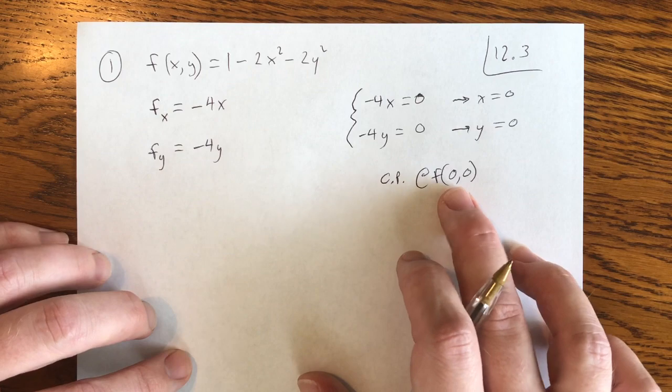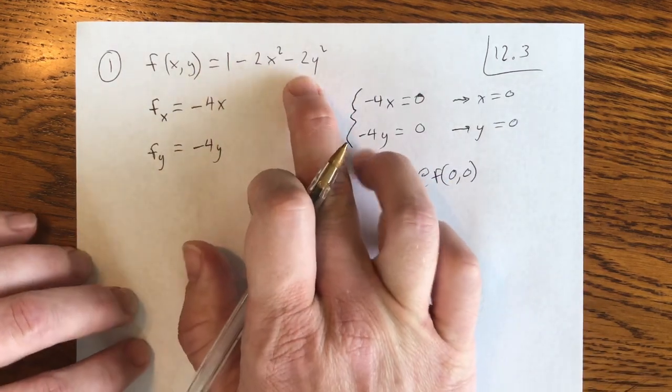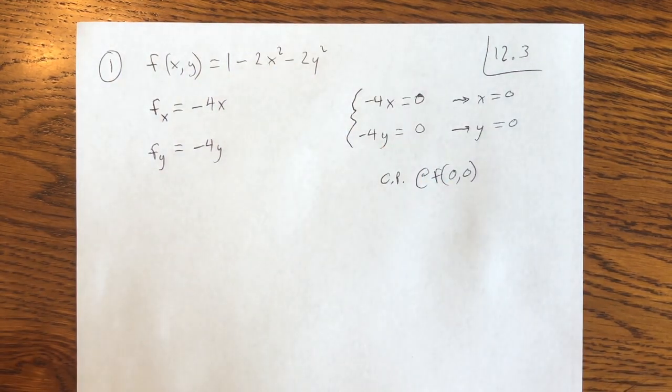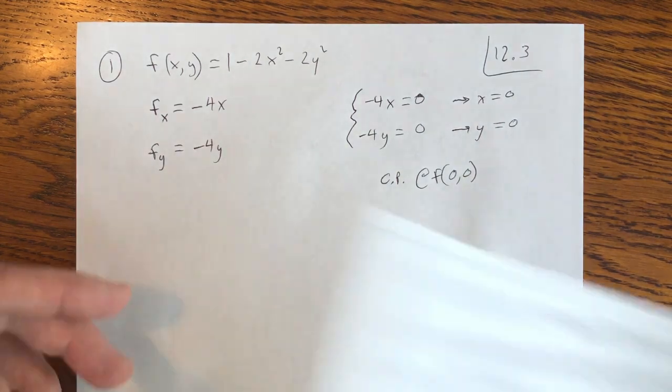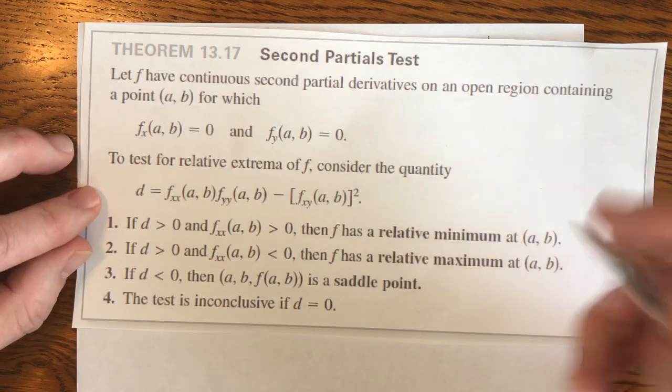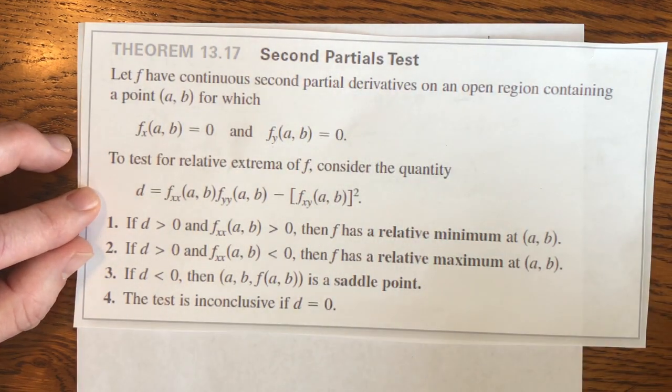But if you were to plug that back in to this function, you're either going to get a maximum, a minimum, or a saddle point. Okay, so to determine which one, you have to go through what is called the second partials test. All right, which is all this stuff.